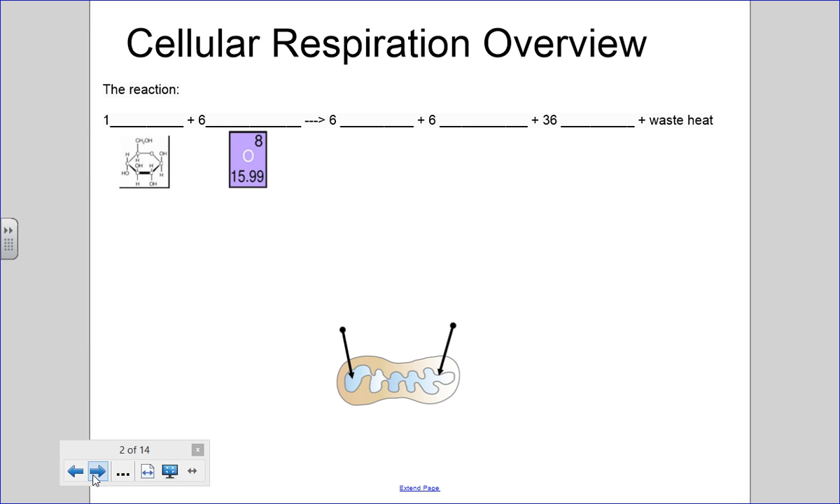The cellular respiration overall reaction is the one we wrote here. So we're talking about 1 glucose, 6 oxygens, making 6 CO2, 6 water, and 36 ATP if we are lucky. I also reminded us all that we still need to know these two parts of the mitochondrion, specifically the matrix and the cristae, because that's where 2 of the parts are going to happen.